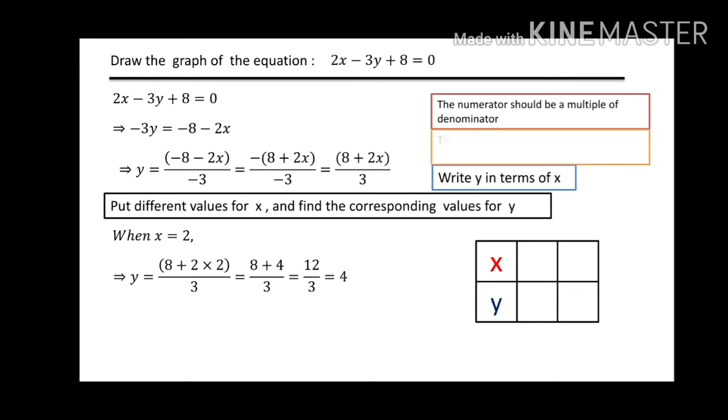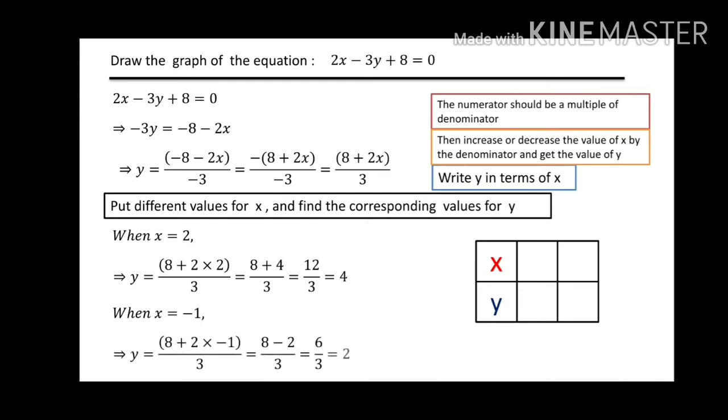The next step, we can increase the value of x or decrease the value of x by the denominator. Here the denominator is 3 and we have taken x as 2 already. So we can take 2 plus 3 as 5 or 2 minus 3 as minus 1. Either we can take minus 1 or we can take 5. So if I take minus 1, so what will be the value of y? 8 plus 2 into minus 1. The 2 into minus 1 is minus 2. So 8 minus 2 becomes 6. 6 is divisible by 3, we get 2. If we follow this one, easily we can find another value for x and y. So we get 2 comma 4 and minus 1 and 2 as the 2 solutions.